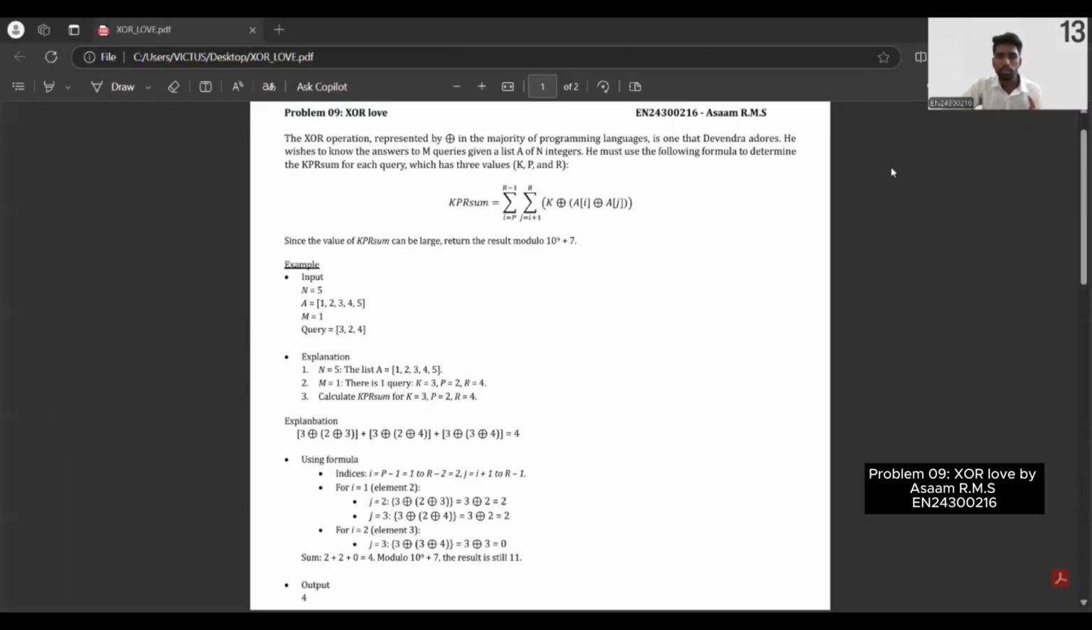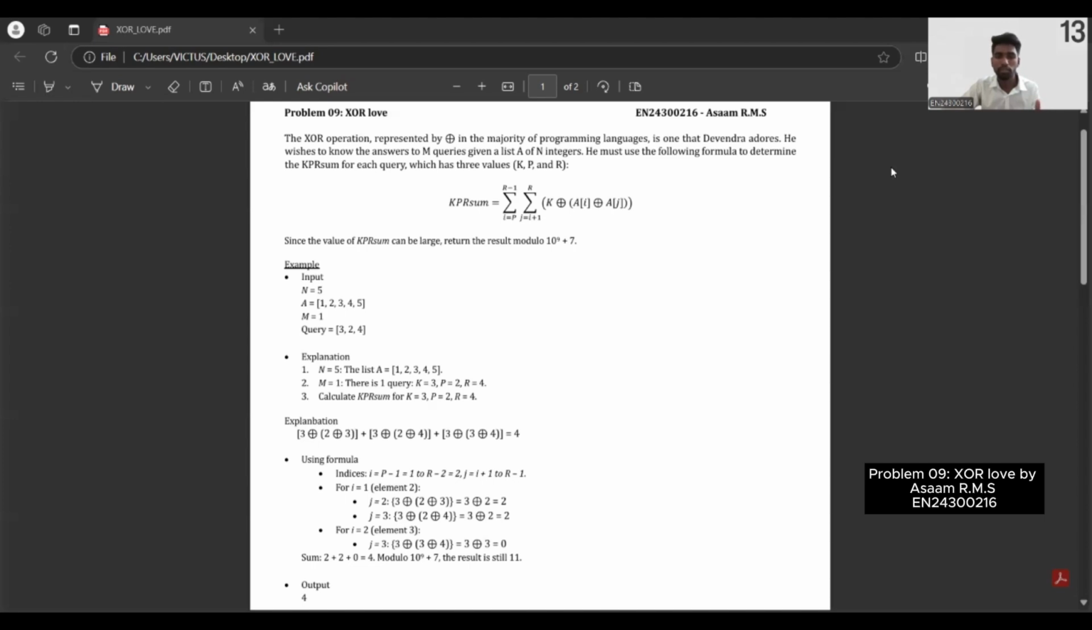This problem is about solving questions using a special calculation for x over log. I'll explain the process step by step. We are given a list of numbers and some questions. Each question asks us to calculate something using the values a, p, and r to find the answer. We use the XOR operation, which is a way to combine numbers. First, for each question, we pick numbers for a list based on p and r. These numbers are our focus.